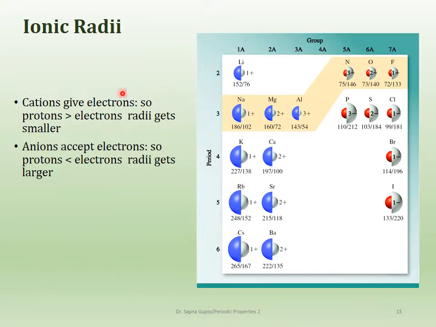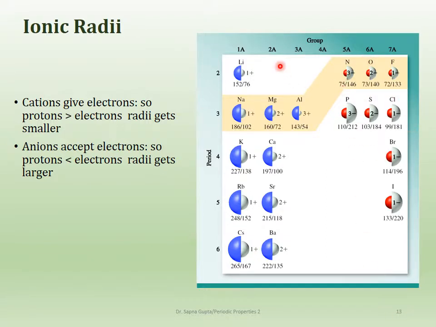And then there is something which we call the ionic radii. And of course, since we form cations and anions, we have to talk a little bit about the comparison between atomic radii and ionic radii. Remember, when you form an ion, you have to gain or lose electrons. Cations have given electrons and anions have accepted electrons. Okay, and remember, cations are formed from metals, anions are formed from non-metals, which are the right-hand side of the periodic table.